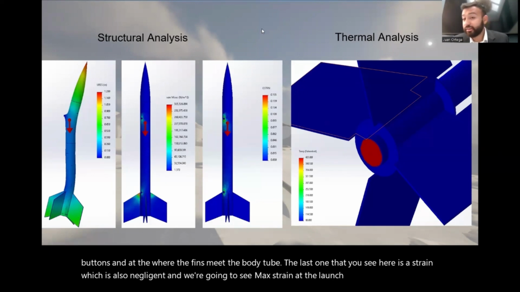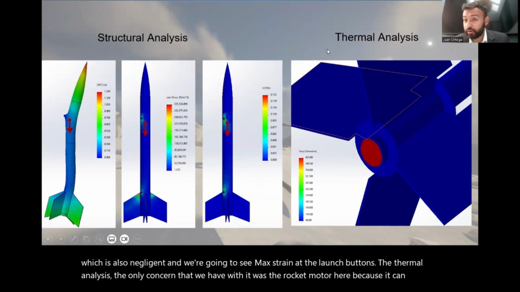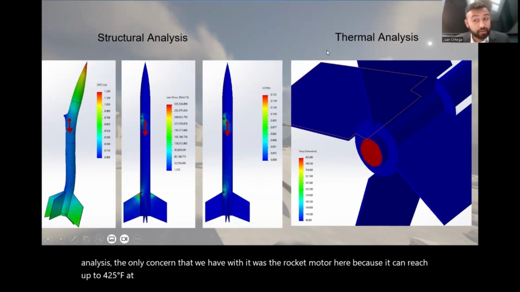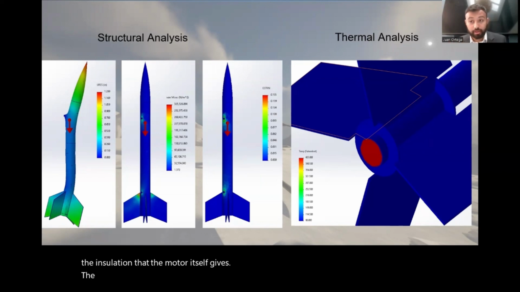The thermal analysis, the only concern that we had with it was the rocket motor here, because it can reach up to 425 degrees Fahrenheit at max impulse. However, it is not a concern for everything else in the rocket due to the insulation that the motor itself gives, the motor casing, and the cardboard tube that we have it put on when it's in the rocket.